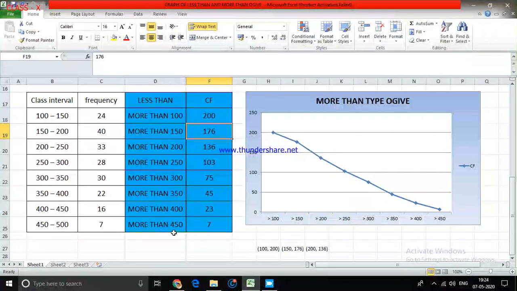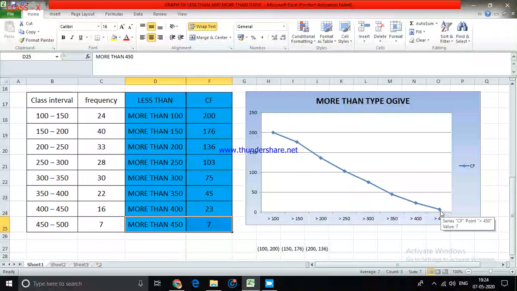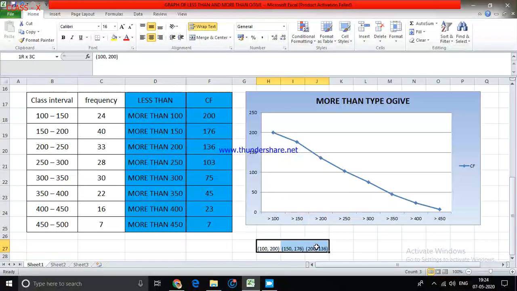So like that. And finally you have 400 to 450 comma 7. So this is 450 and the corresponding 7 value. You can see in the cursor description, series CF point greater than 450, value 7. Then on the graph, you don't need to use this less than or greater than symbol. Just put 100, 150, 200, 250, 300, 350, 400, 450. Understood? That much is enough. Now after representing on the graph, these are the coordinates of the graph. First point, second point, third point. You can write all the rest of the points and represent them on the graph.